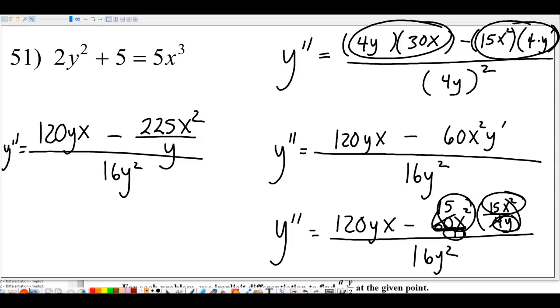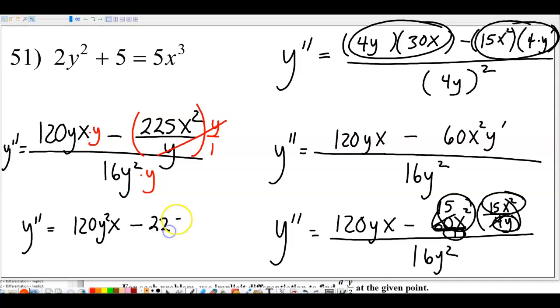Now, the next thing is we don't like having a fraction inside of a fraction. So I'm going to get rid of this little y here by multiplying this fraction by y over 1. And that way they cancel. And I'm allowed to do that so long as I multiply every other chunk in here by a y. So if I do that, I have y double prime is equal to 120 y squared x minus 225x squared over 16y cubed.